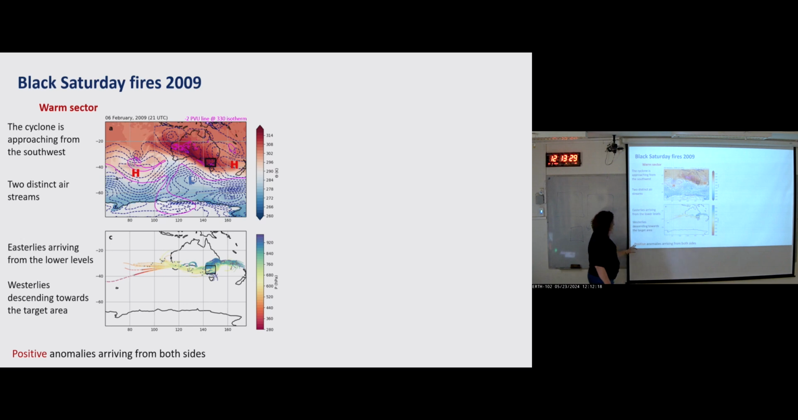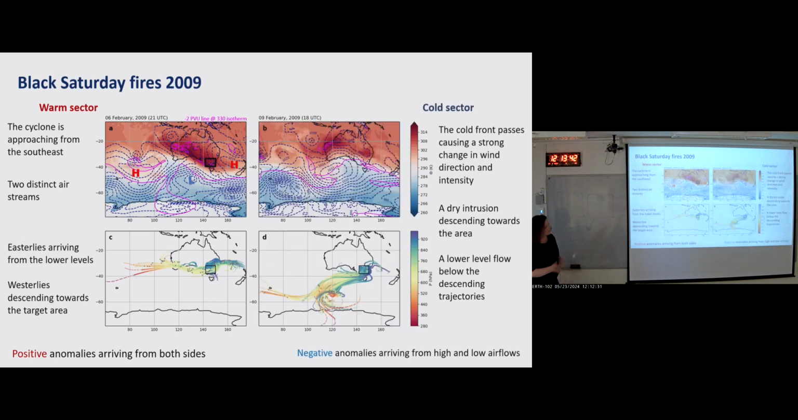Both of these, regardless of where they're coming from, are bringing positive anomalies to the area. So all of these are contributing to the extreme temperature that was measured at the time. If we jump to after the front passed, we can calculate the trajectories again, and we can see that the trajectories change direction, which is what we would expect.